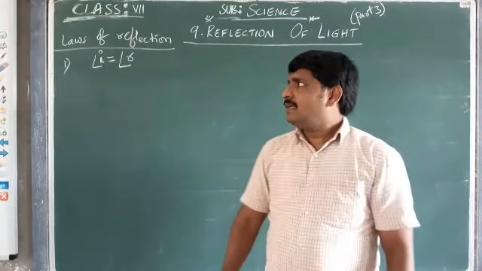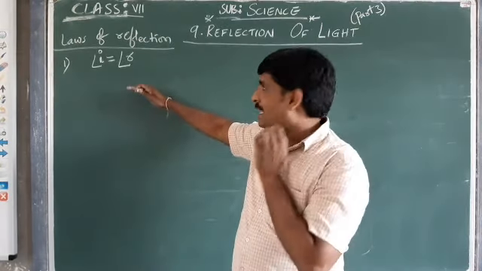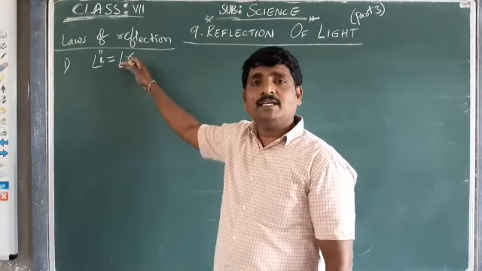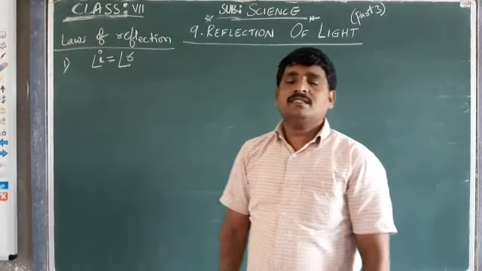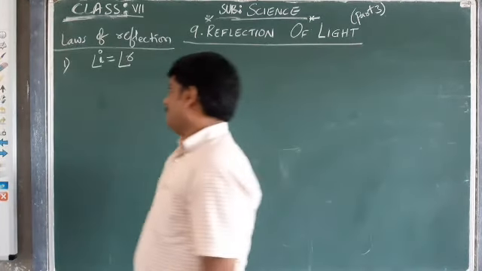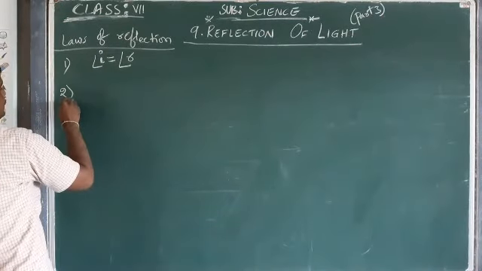From that we have concluded that angle i is equal to angle r. This is our final conclusion. We have one more law in the laws of reflection.